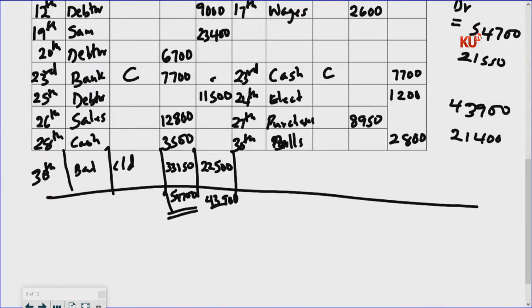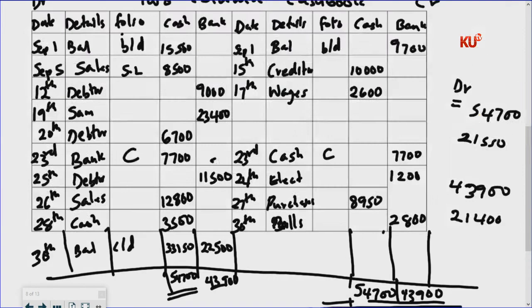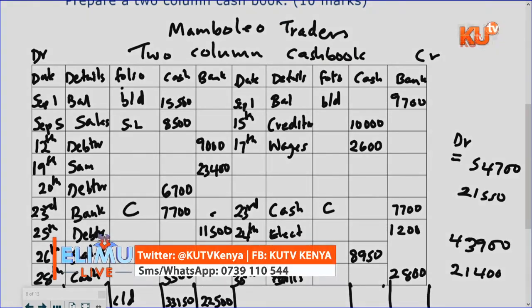And so we have our total on this side. Again, it will be the same total. So we have to underscore this. They should be in the same line. So that is 43,900, and we have this as 54,700. Good, that is our entry for this question on the 2-column cash book.